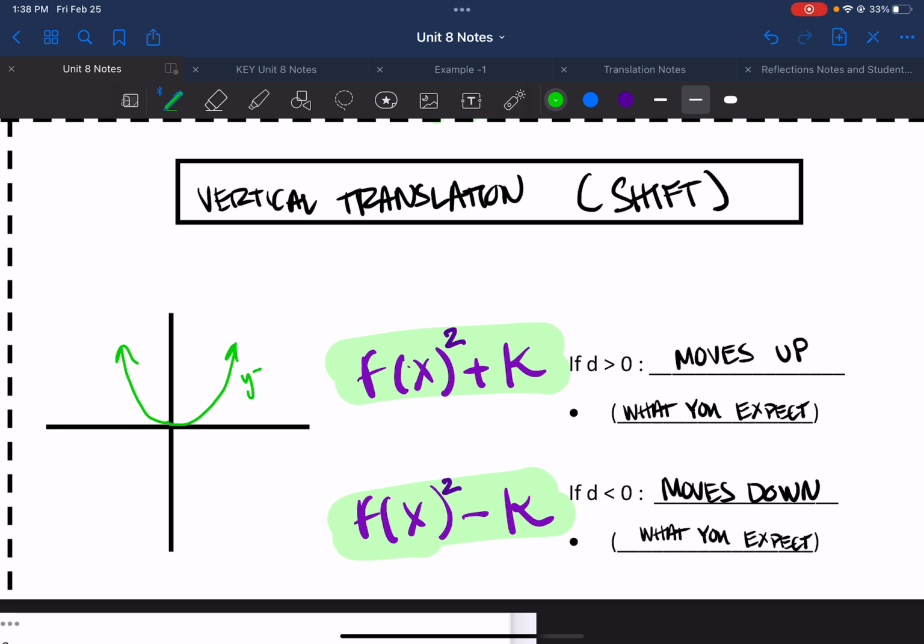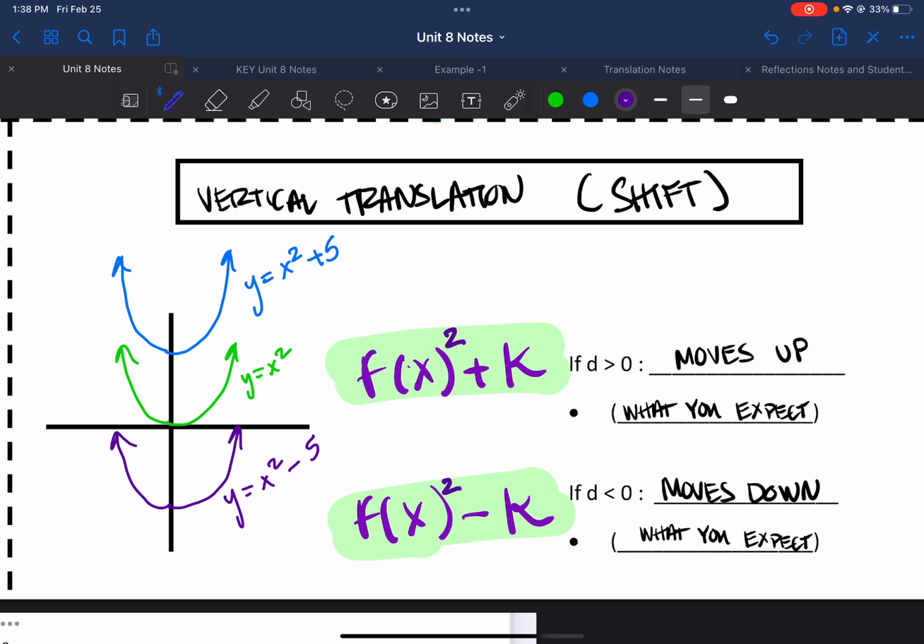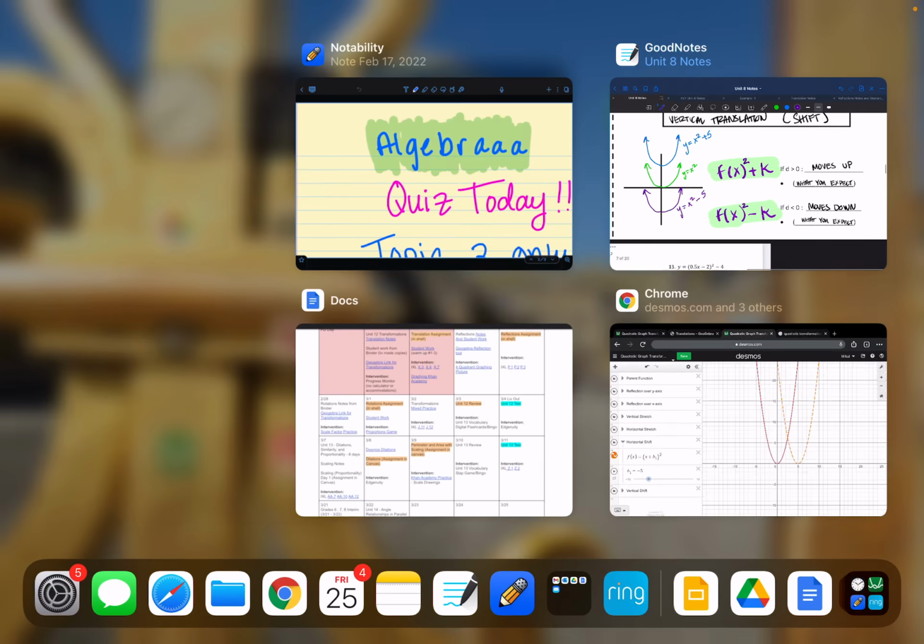Let's call this y equals x squared. That's the parent function. And let's draw a graph that's higher, same shape. I'll call this y equals x squared plus 5, and I'll draw one below it. That's going to be y equals x squared minus 5. Bam. All right, so let's go ahead and show you what it looks like on Desmos.